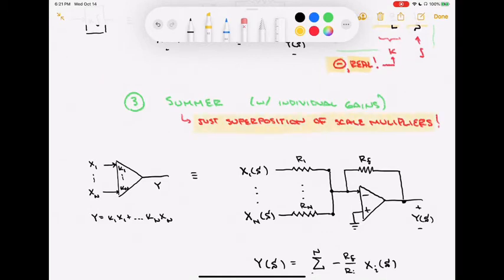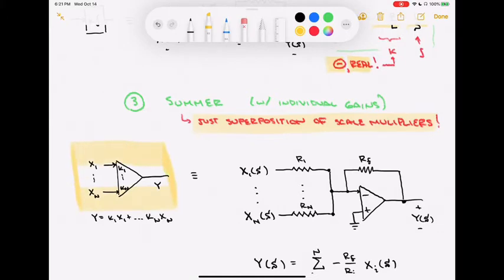We know that a summation, especially if they were each going to have individual gains, has no frequency-dependent behavior. We want to be able to add up signals regardless of their frequency. We don't want any kind of frequency-varying behavior when we either sum or scale, and summing is really just a superposition of that scale multiplier. So I'm going to give a little bit more generic diagram of what I mean by a summing piece.